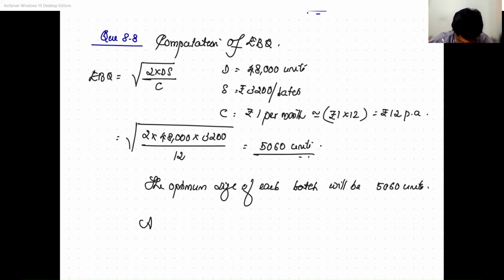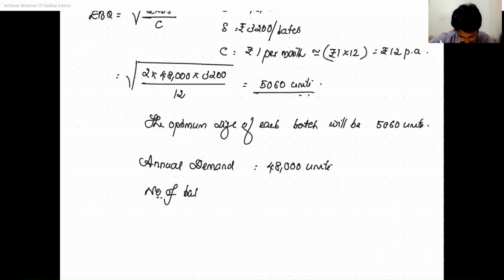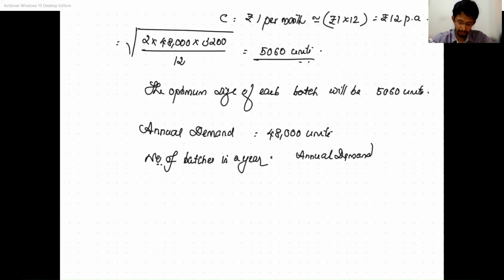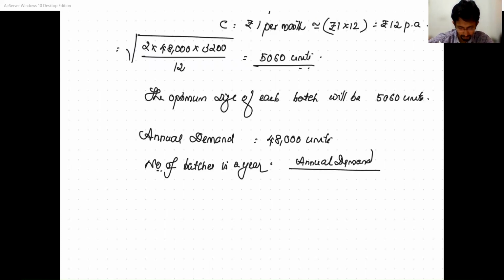Now, annual demand is equal to 48,000. Now, number of batches in a year is equal to annual demand divided by number of units per batch.